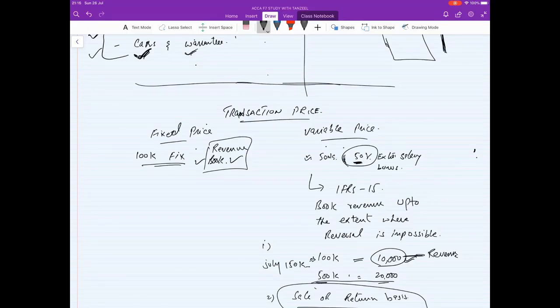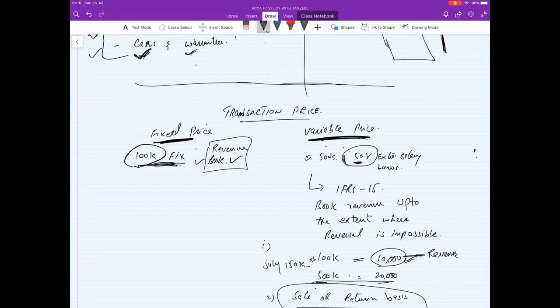There are two aspects. One is fixed price and the second one is variable price. The fixed price is I give you the contract that I will build a house for you, I will take 100,000, a fixed price. So the standard gave you the permission, you can book the revenue as 100,000, because I have already got the promise from you.